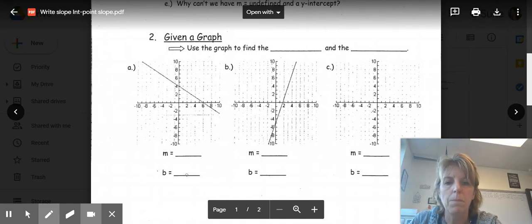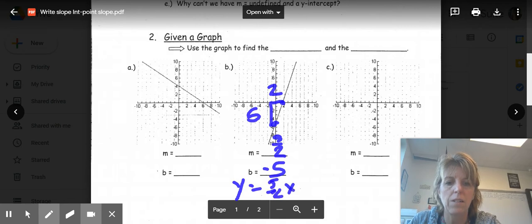So B, find the y-intercept. It's right there at negative 5. And the x-intercept is at 2. So let's just try those two right there. So we're going to go up 5 over 2. So my slope is going to be 5 halves. And my y-intercept, where does it cross the y-axis? At -5. So my equation for that would be y equals 5 halves x minus 5 would be my slope-intercept equation, right?